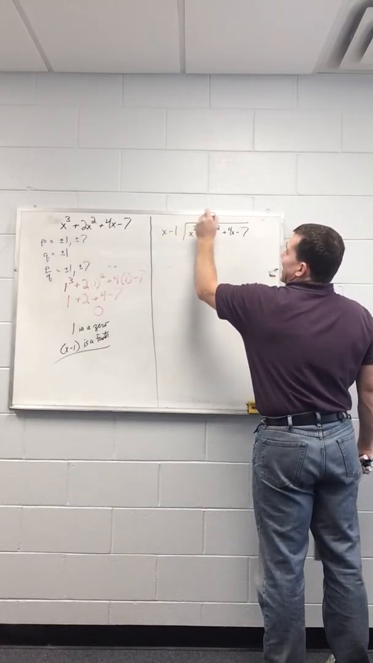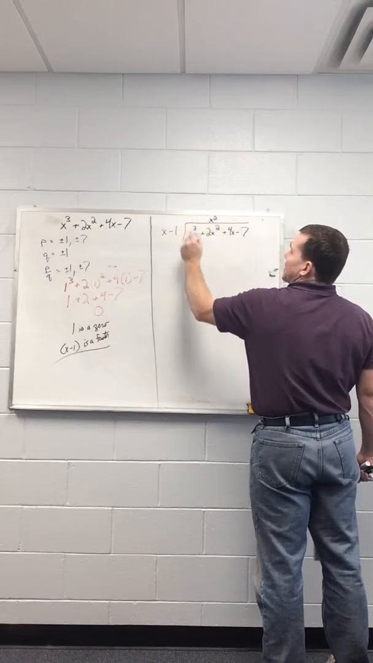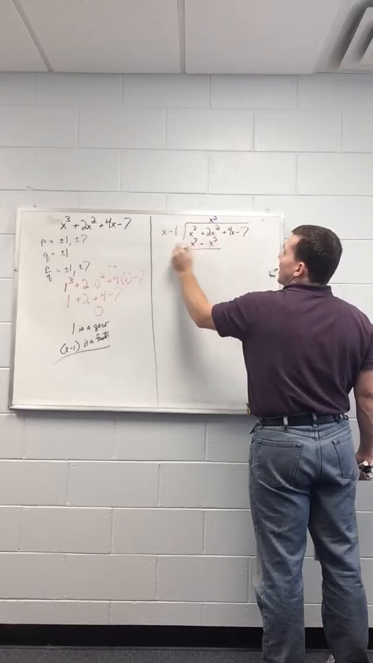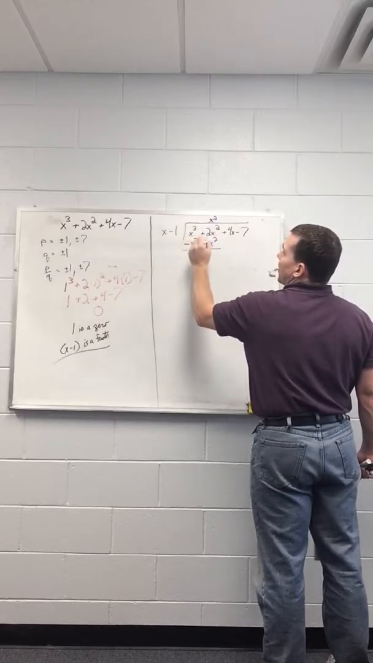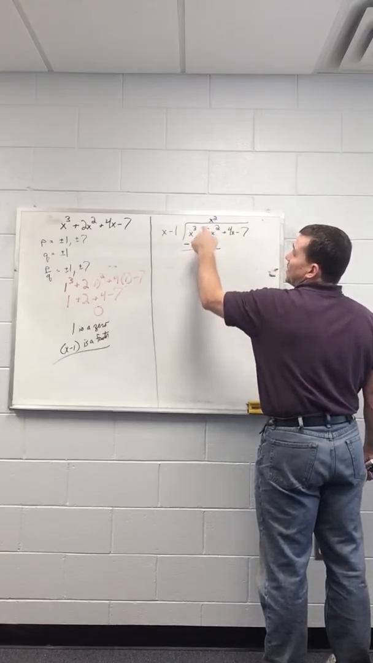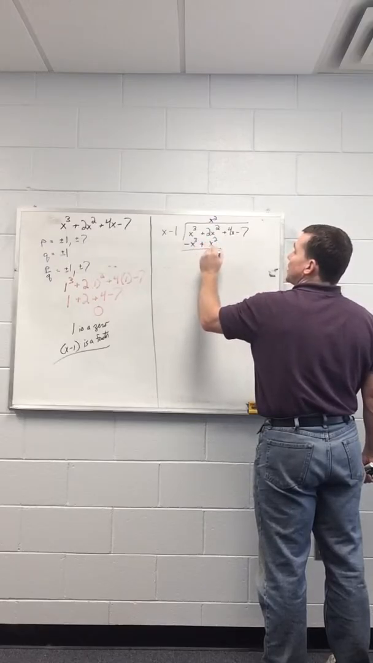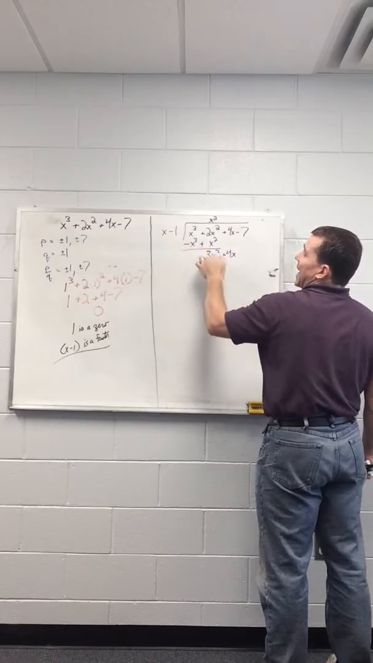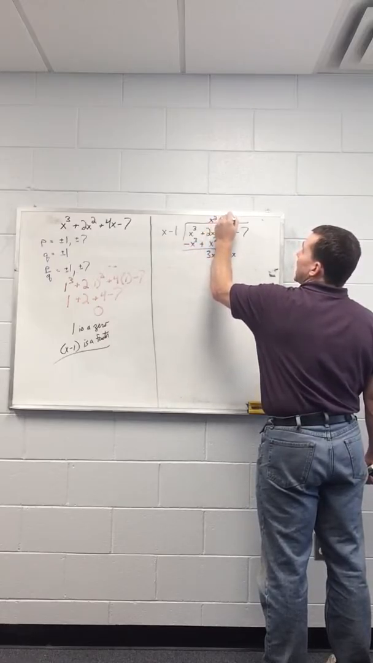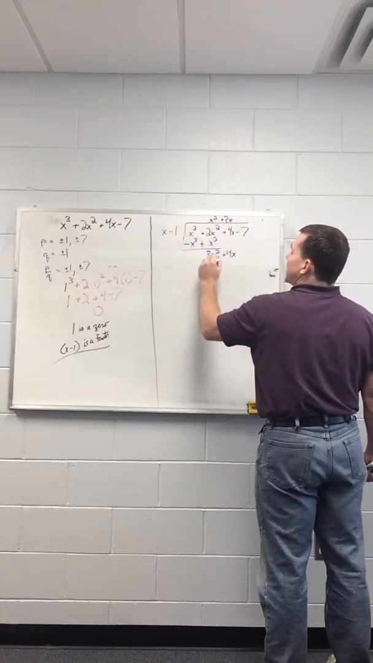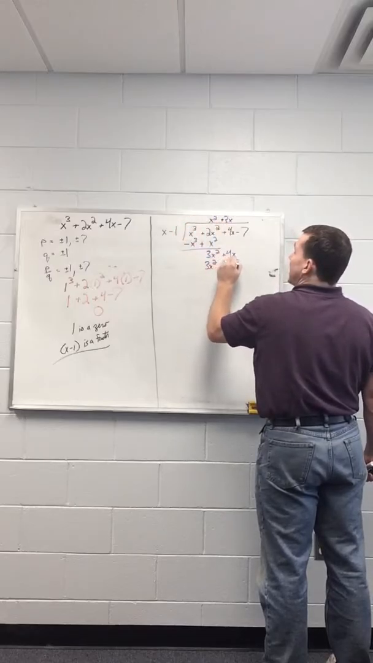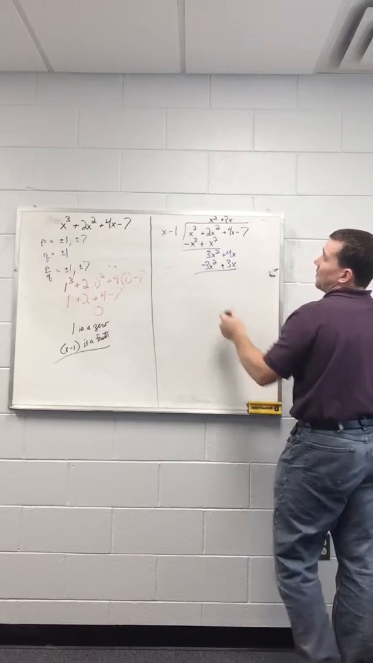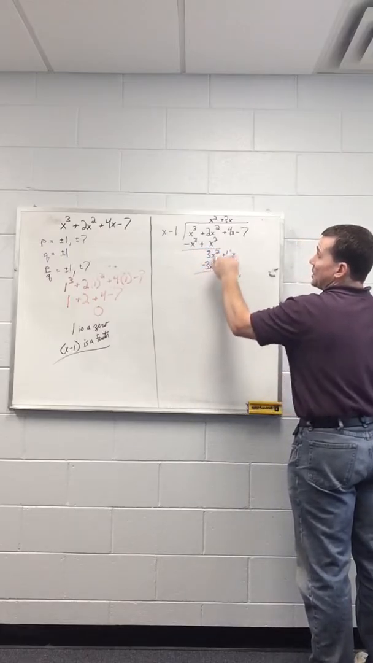What do I multiply x by to get x cubed? X squared. X squared times x is x cubed. X squared times negative 1 is negative x squared. Switch the signs, negative, positive. X cubed minus x cubed is 0. 2x squared plus x squared is 3x squared. Bring down the 4x. What do I multiply x by to get 3x squared? 3x. 3x times x is 3x squared. 3x times negative 1 is negative 3x. Switch the signs, that becomes negative, that becomes positive. 3x squared minus 3x squared is 0.